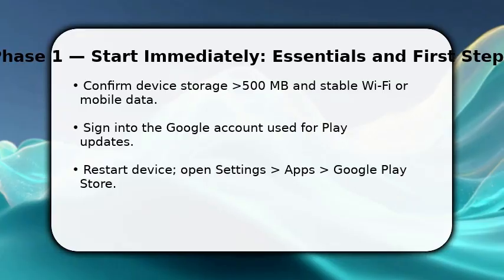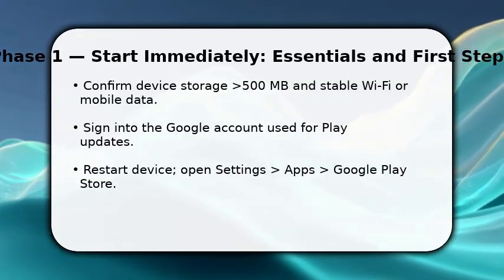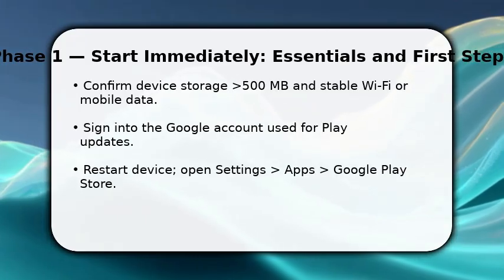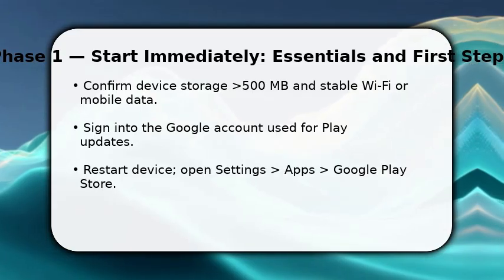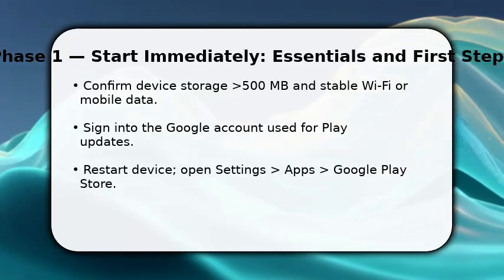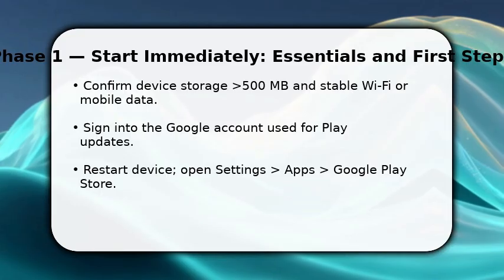Enjoy the video. You start by confirming essentials, enough storage and a stable connection. Once done, sign into the same Google account that manages updates. Then restart the device to clear transient issues. This often resets background locks.